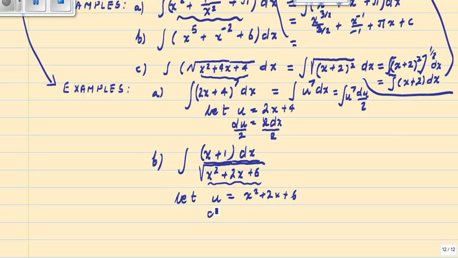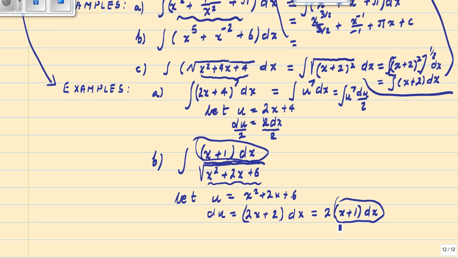So the differential of u is going to be equal to 2x plus 2 and then dx. This is the same thing if we factor out 2. So we'll have 2 times x plus 1 dx. And you see that we have in the numerator an x plus 1 dx. So we just need to solve for this. So we divide both sides by 2.